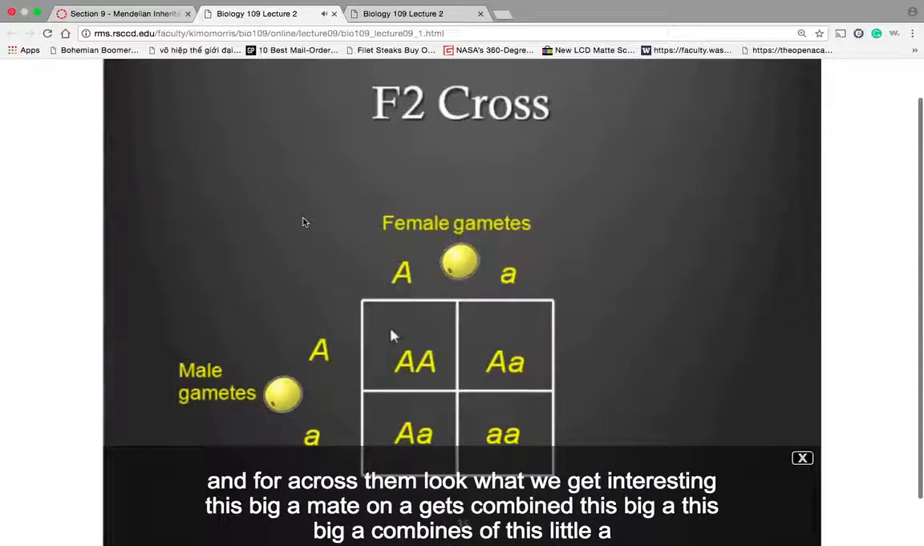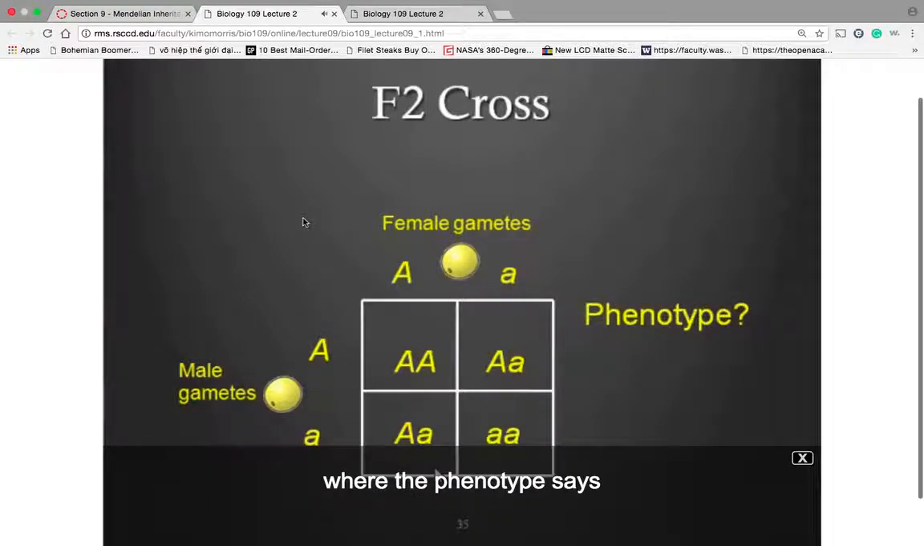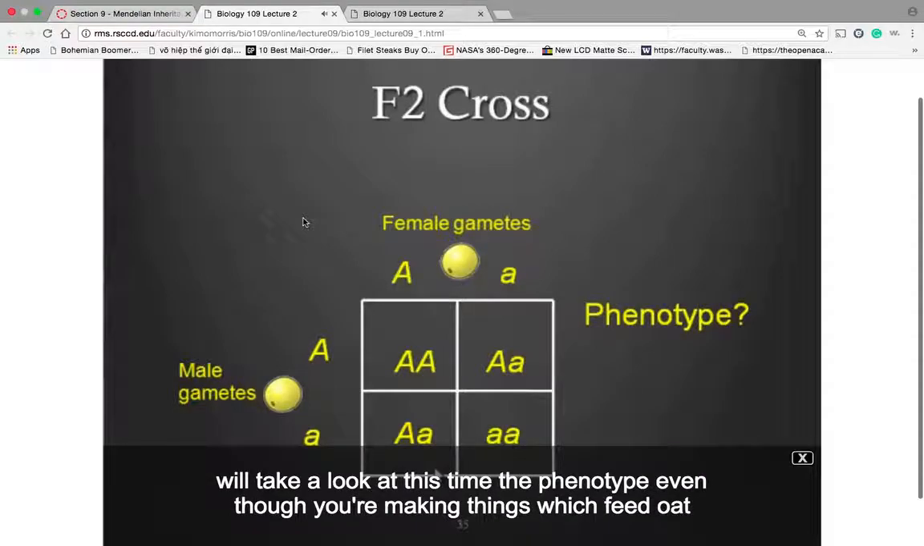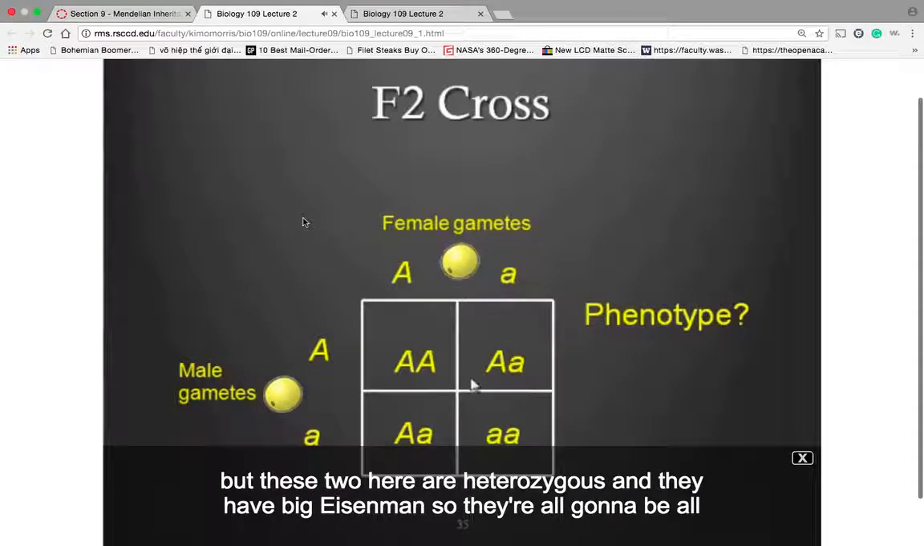Interesting. This big A combines with this big A, this big A combines with this little a, and this little a combines with this little a. And we end up with this huge variety. What are the phenotypes? Well, take a look at this now. Even though you're mating things which phenotypically are yellow, only 3/4 of them here are going to be yellow. This one because it's homozygous dominant, but these two here are heterozygotes and they have big A's in them, so they're all going to be yellow as well.